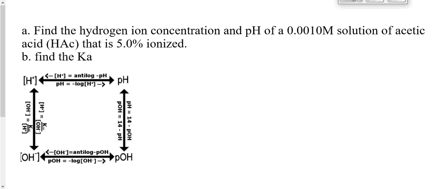Another way of deciding how much of a weak acid or base dissociates is to use percent ionization. Percent ionization tells us what percentage would actually break apart into ions. Consider this example. Suppose we have a 0.001 molar solution of acetic acid, and that acid will be 5% ionized. Find the hydrogen ion concentration and the pH.